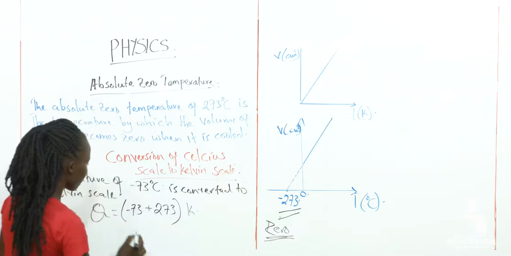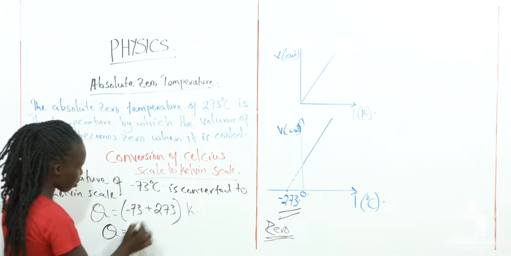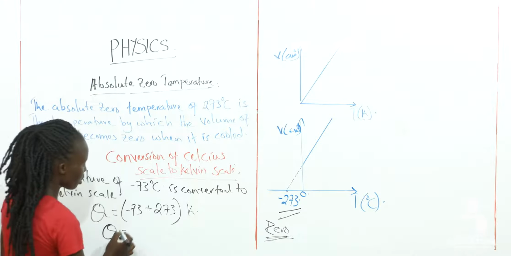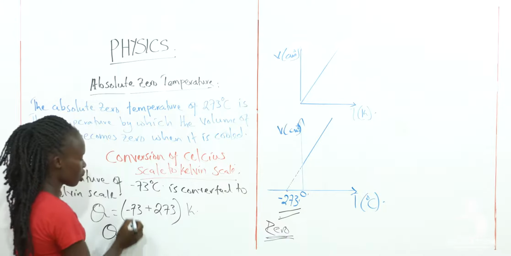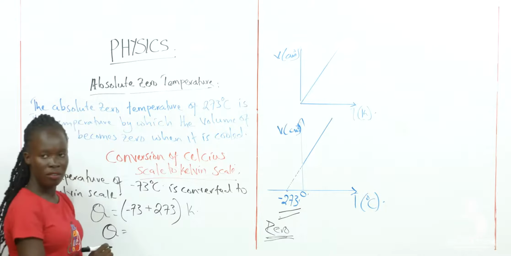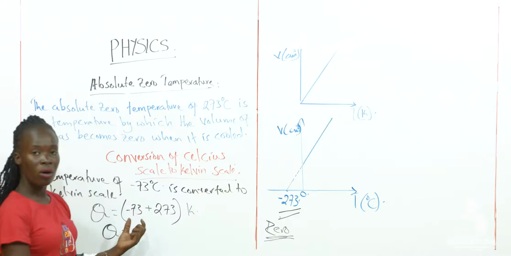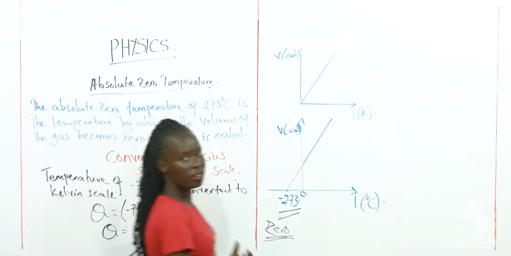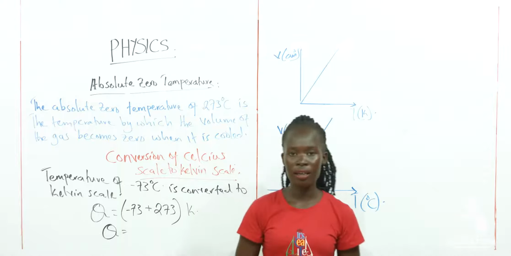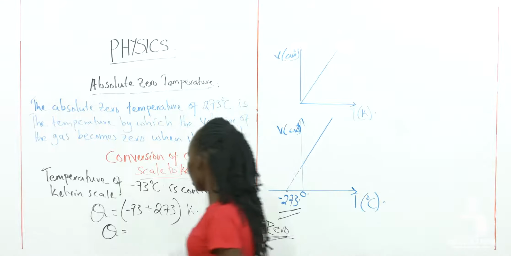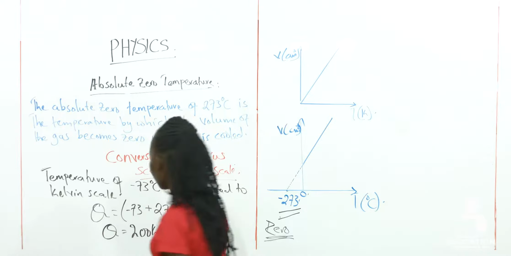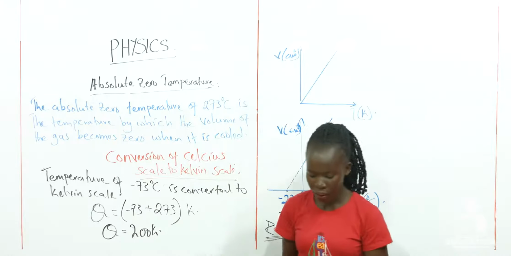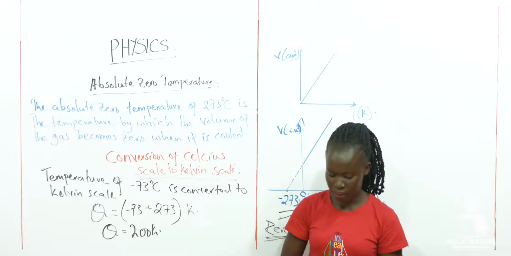So if we have it like that, our temperature on the Kelvin scale will read as 273 and then you add negative 73. It is more or less like subtracting 73 from 273. So we shall have 200 Kelvin. So this is how we can convert.